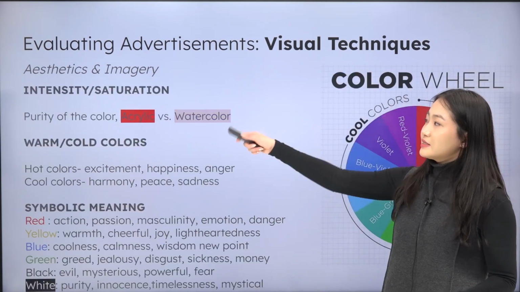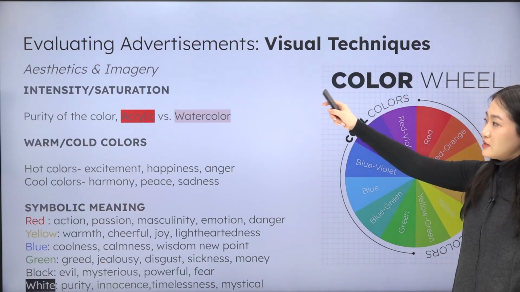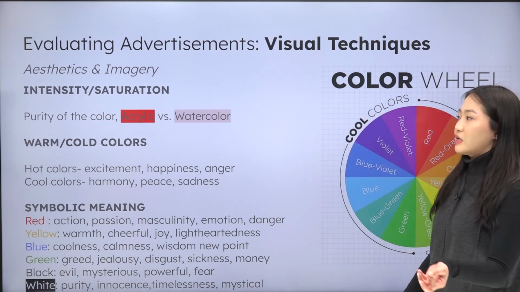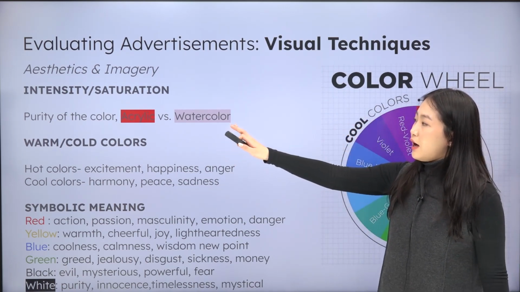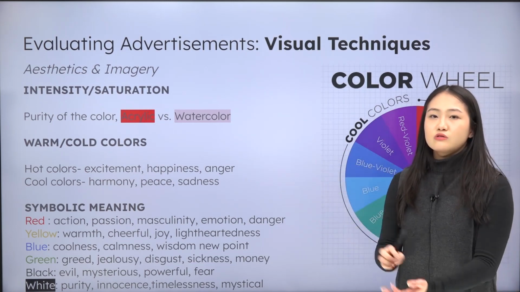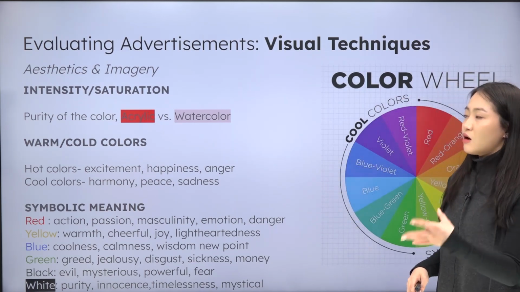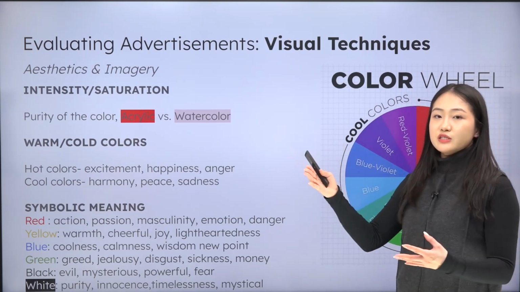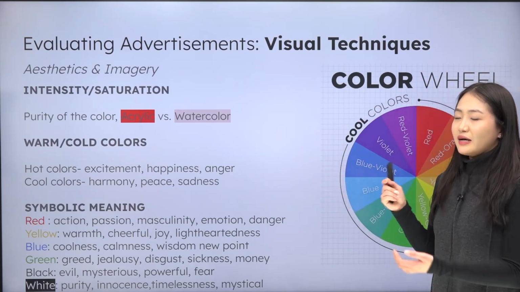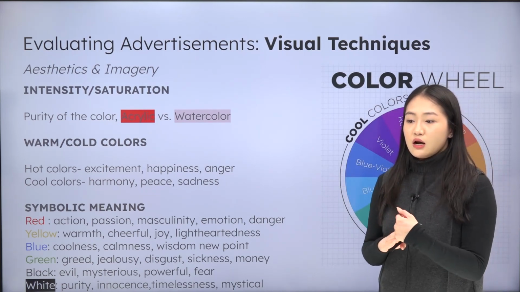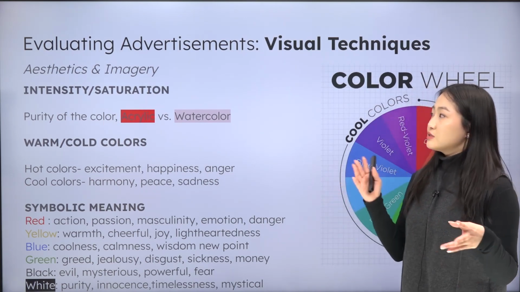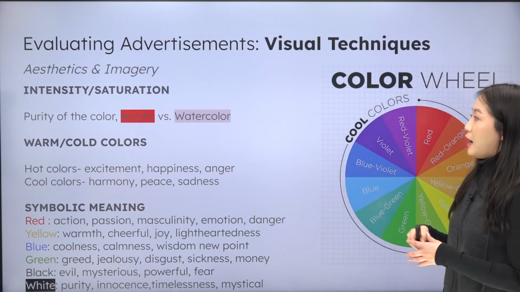So as I said, intensity and saturation. What is saturation? It is the purity of the color. So when you see a color that is very close to primary colors, or it's very bright, or neon colors, that is high saturation, while pastels, watercolor colors can be referred to as low saturation.